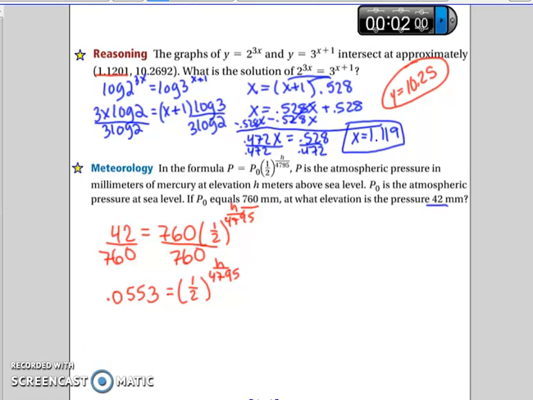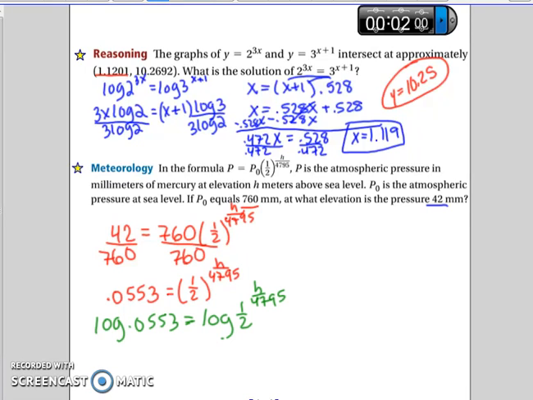Okay, so all we did was get rid of the 760, so we got the base by itself. So now that I have the base by itself, I'm going to take the log of both sides. So I'm going to do log of 0.0553 equals log 1/2 of h over 4795.